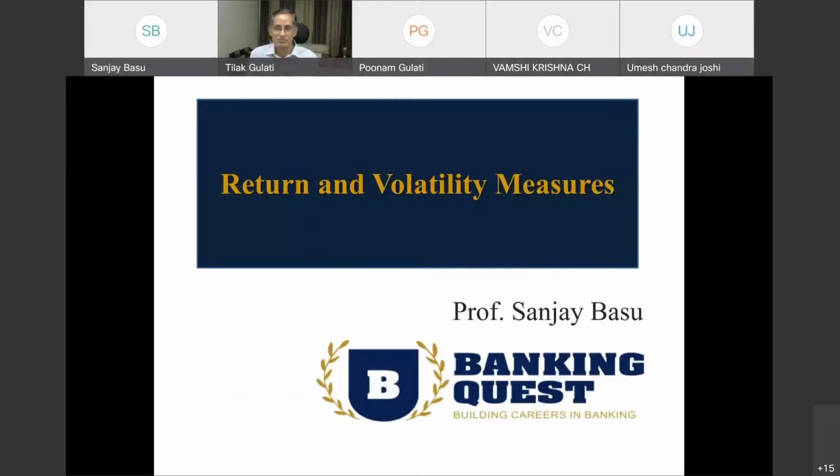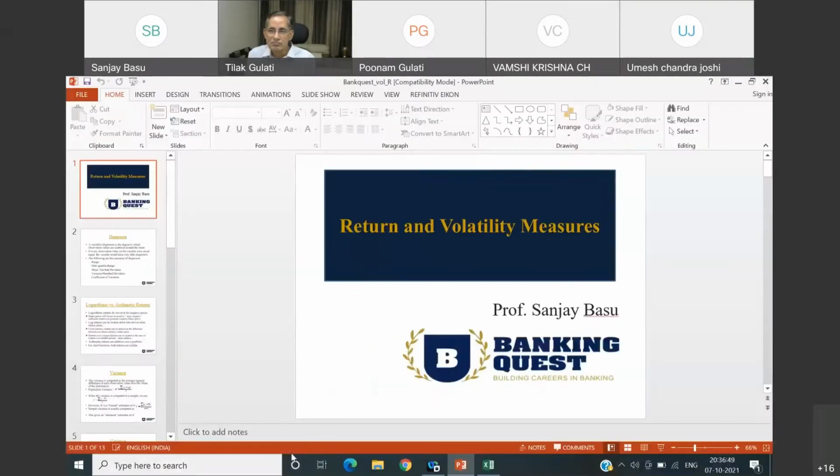So before I discuss volatility, let me spend some time on distinguishing between two kinds of returns. Arithmetic returns or simple returns and logarithmic returns. Logarithmic returns are more popular in finance and risk management across the world. But even before I differentiate between simple returns and logarithmic returns, we need to ask ourselves why we need returns at all.